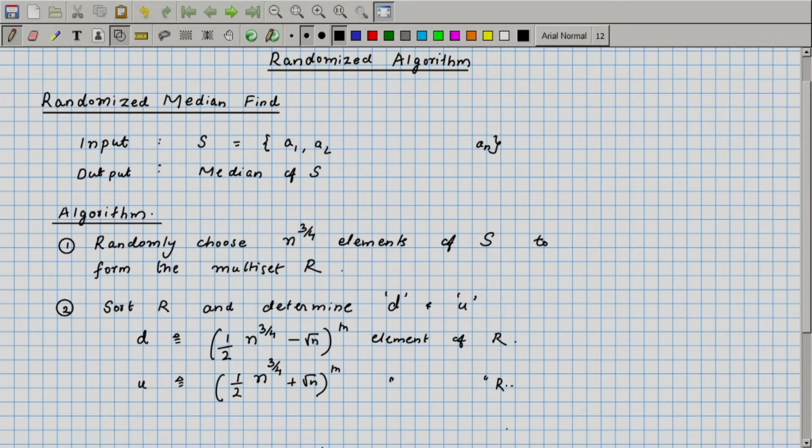Okay. So, we have randomly picked a set which we call R. We sort the elements of R, and if this was our collection R, the middle element is the median of R. There are n raised to 3 by 4 elements, so this is the n raised to 3 by 4 by 2th element. We go left by a distance root n, and we go right by a distance root n, and pick the elements at these locations. That will be our D and U. This is our set R.